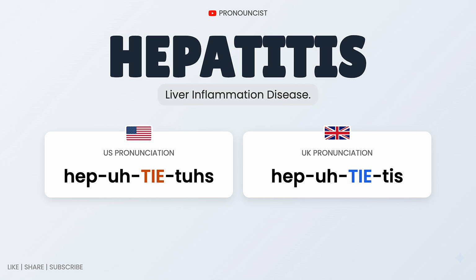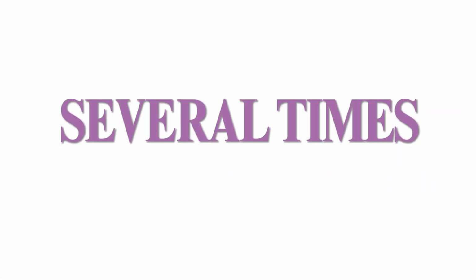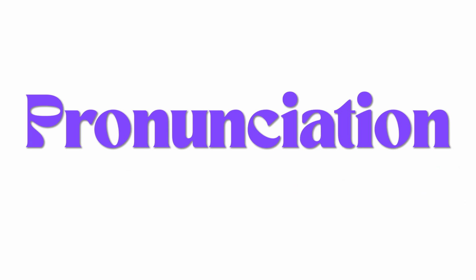Hepatitis. Practice repeatedly and you'll soon be able to say this word perfectly. The best way to practice is to repeat the syllables multiple times. The meaning of the word is liver inflammation disease. Try repeating this word several times to improve your pronunciation.